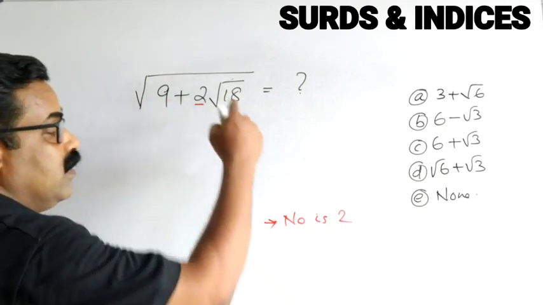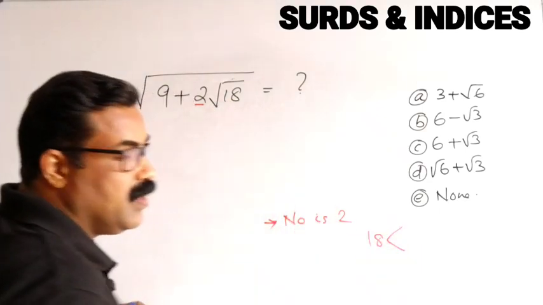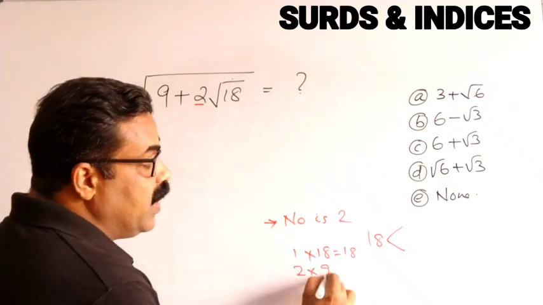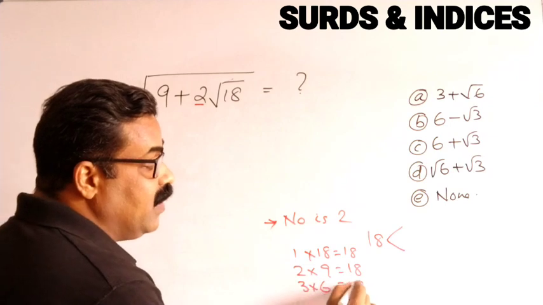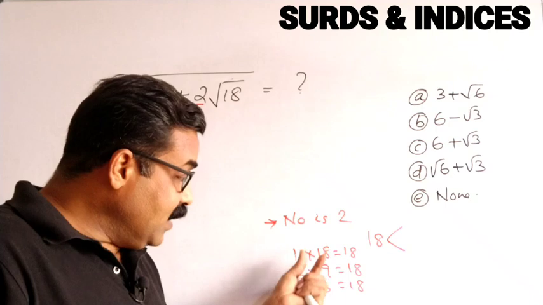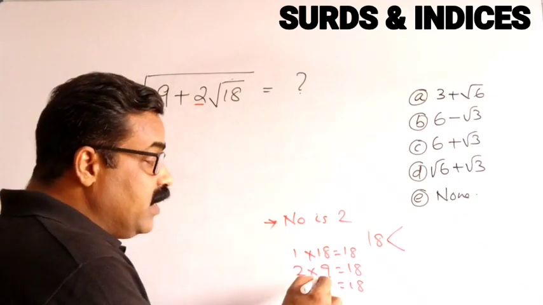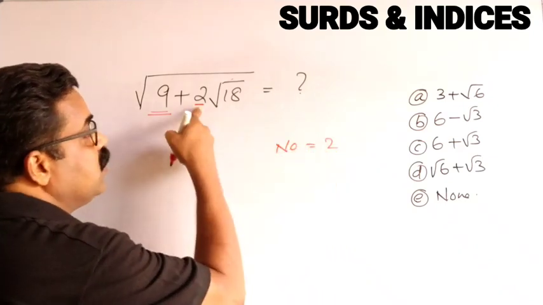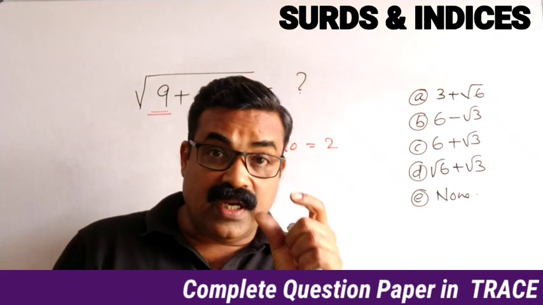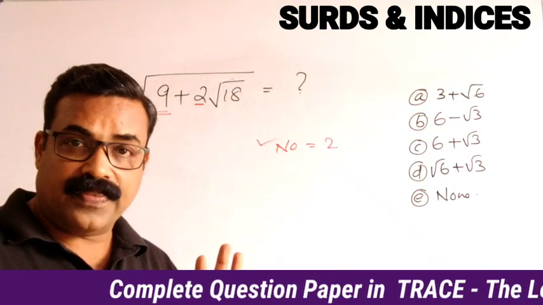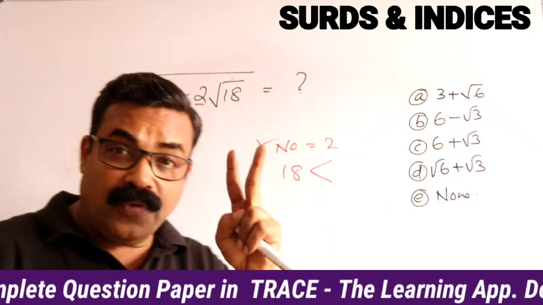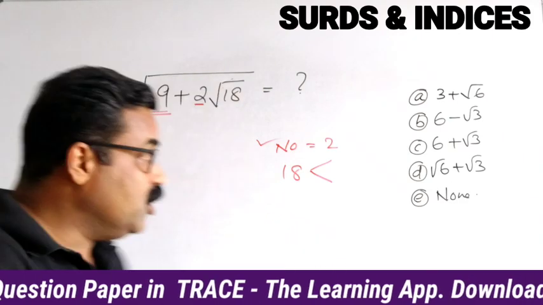After that, this number 18, we have to divide into 2 parts. What are the factors of 18? We can write 1 18 is 18, 2 9s are 18, 3 6s are 18. These are all the factors of 18. Select 2 factors in such a way that when you add them, you should get this number 9. First ensure that this number is 2. That is over. Second, split this number 18 into 2 factors, and when you add the factors, you should get 9.